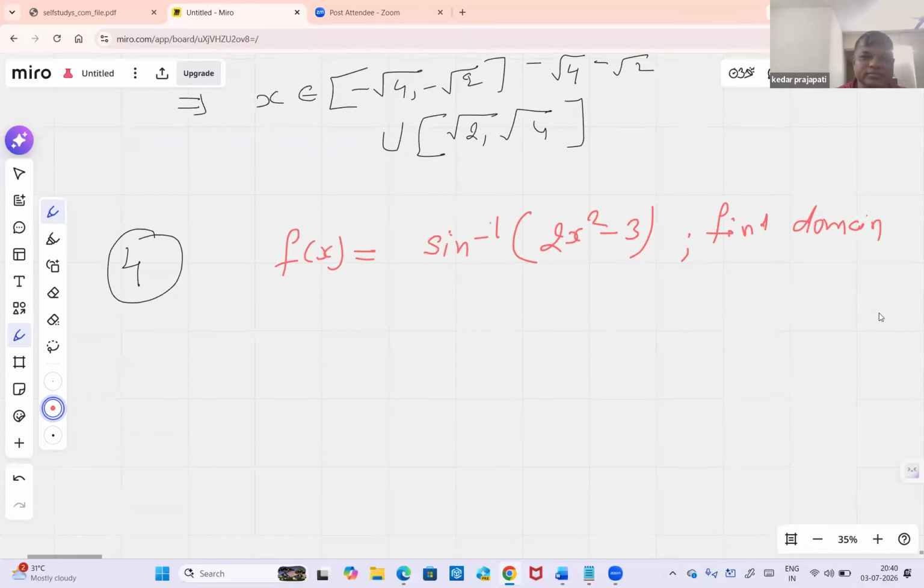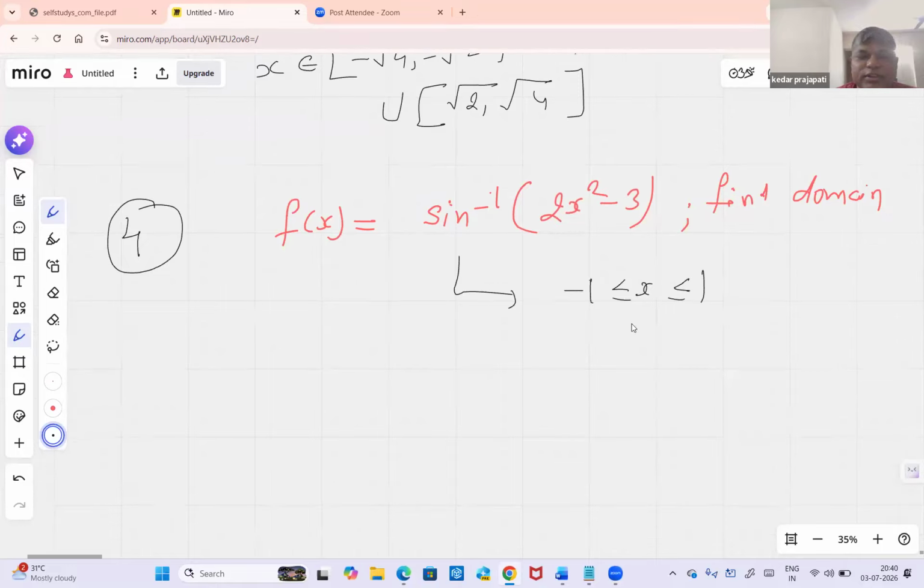Can you just help me? How will we solve now? We know the domain of sine inverse x. Sine inverse x domain is x between -1 to 1. Okay. Now tell, which implies 2x square minus 3 is between -1 and 1. It is -1 to 1.